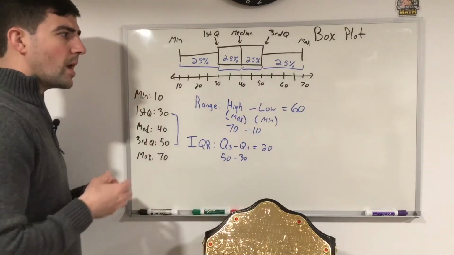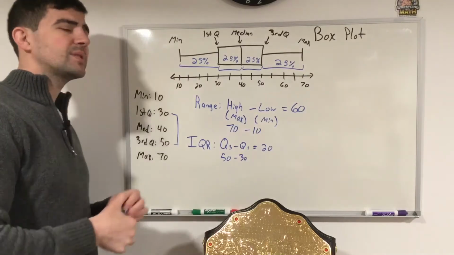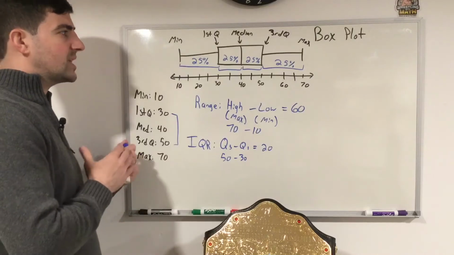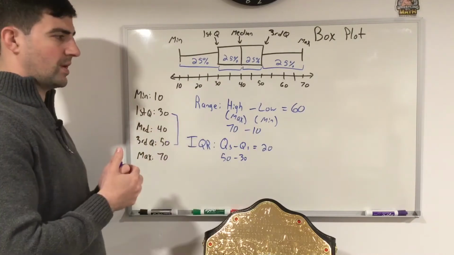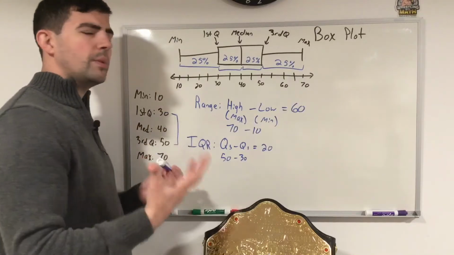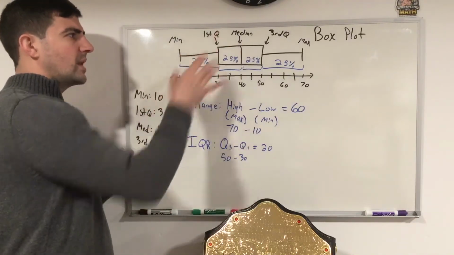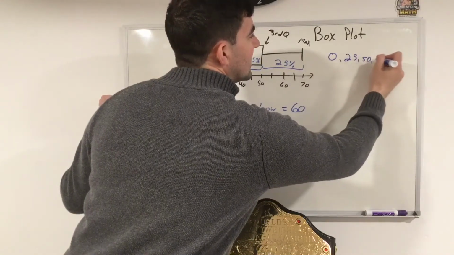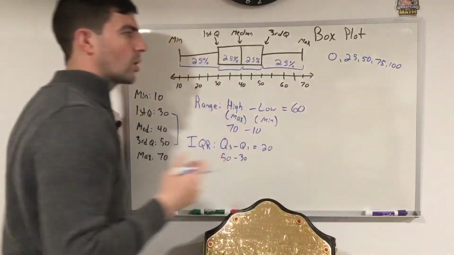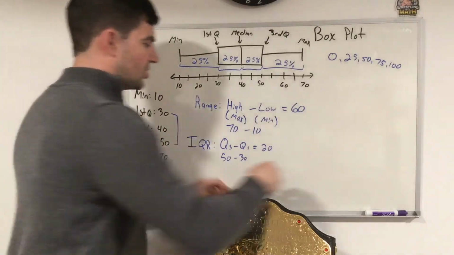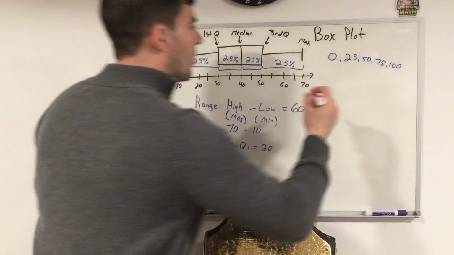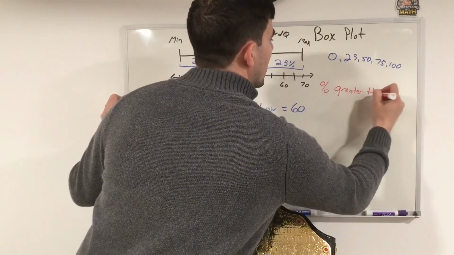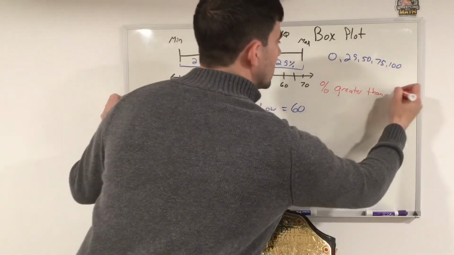One other thing they may ask is what percentage is greater than 40, for example, or what percentage is between 10 and 30. Remember, we talked about quarters, so the only possible responses you can give when given a box plot are 0, 25, 50, 75, or 100. If I were to ask what percentage is greater than 50?